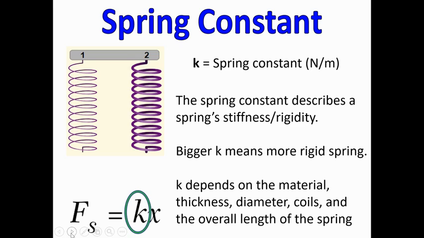And again, k is here in our Hooke's law equation, the variable k that I have circled. And in the picture, I have two springs, spring 1 and spring 2. Could you guess which one has a larger k value? If you guessed 2, you would be right. Spring 2 would be more rigid because it's thicker and it has a larger k value.